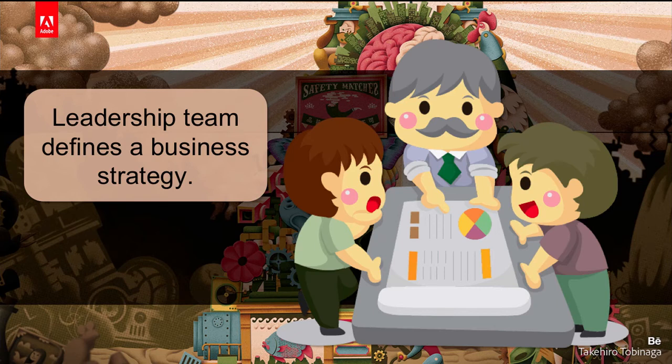Thanks, Steve. So we wanted to give you a high-level understanding of the frame that guides the overall process. And it's a fairly basic process. Essentially, it starts with your leadership team defining a business strategy. And understanding how you're going to align to the business strategy is absolutely critical.